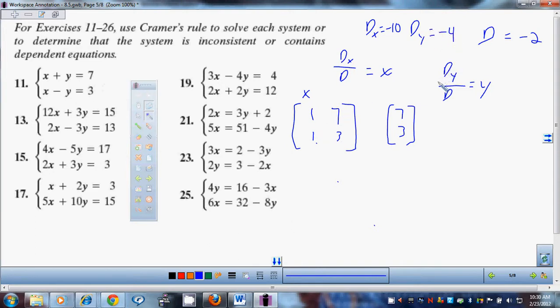The solution to this system is now Dx over D. Dx over D is what? 5. And Dy over D is 2. So x is 5 and y is 2. And if you come back over here, sure enough, that does work. That's Cramer's rule. I don't know who Cramer is, and I don't know how he came up with that, but it's pretty cool. And that's pretty much what we're doing all day.